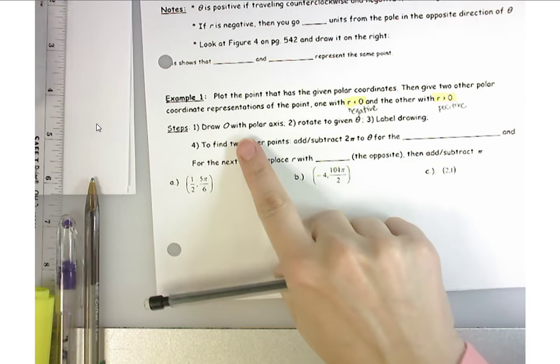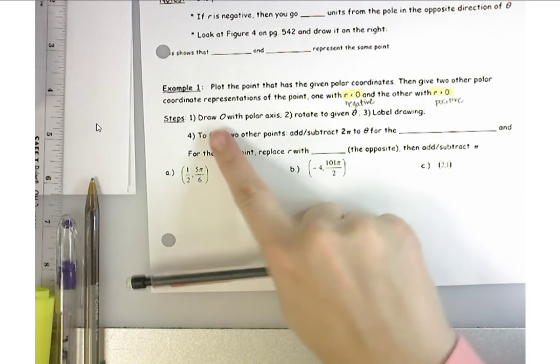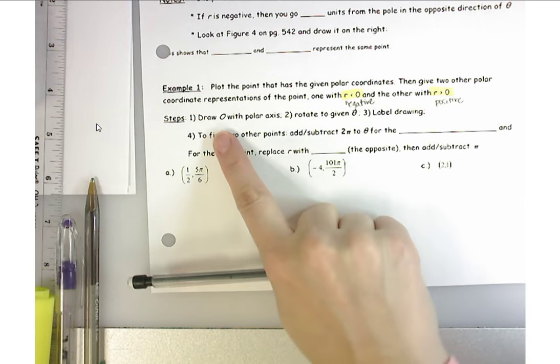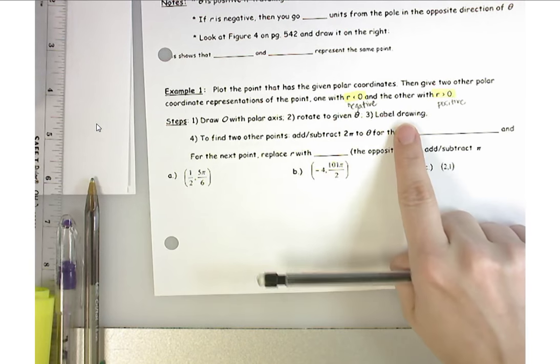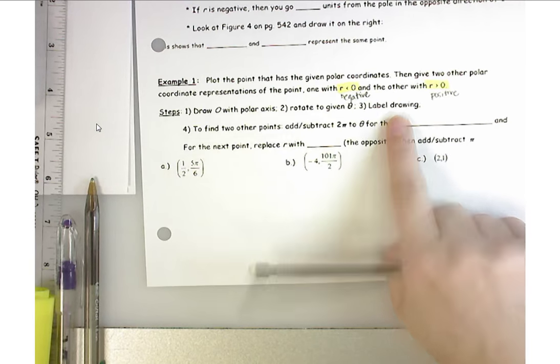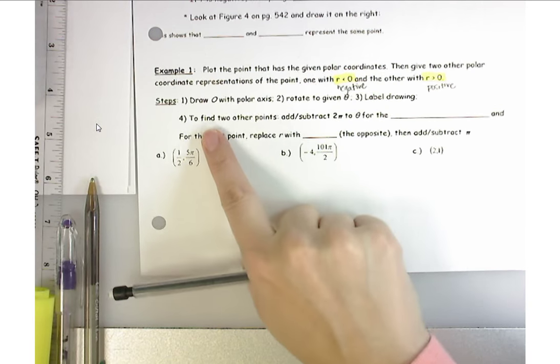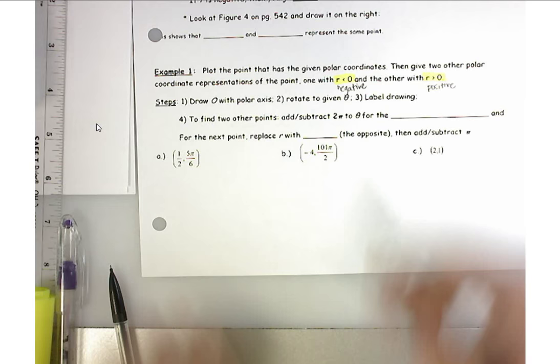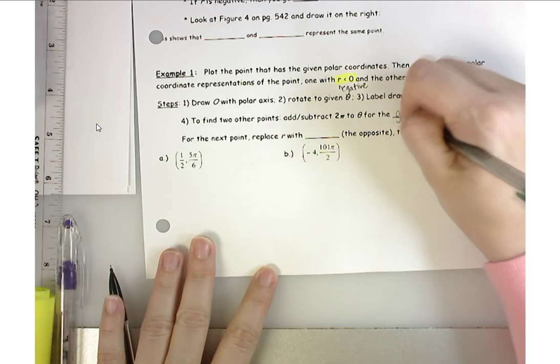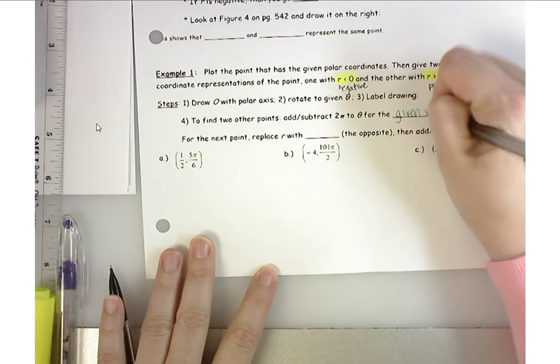So I've laid out the steps here for you. You're going to draw the polar axis in the origin or the pole, rotate to the given theta, and then we're going to label the drawing. After that, in step 4, if you're finding two other points, you're going to add and subtract 2 pi for the given value of r.